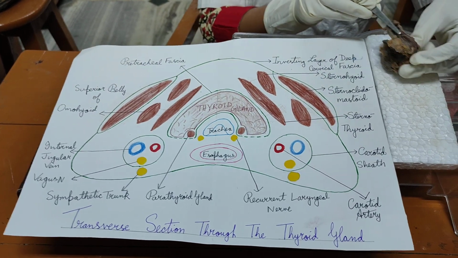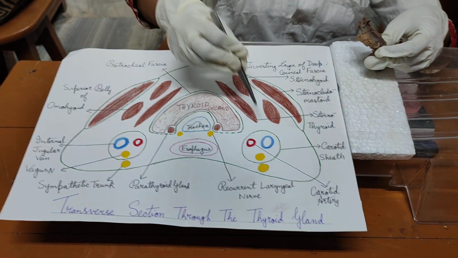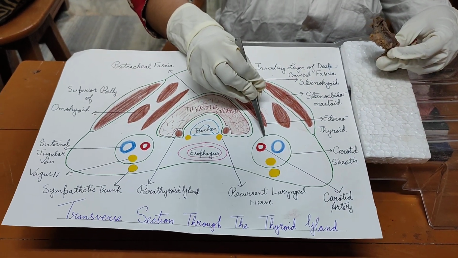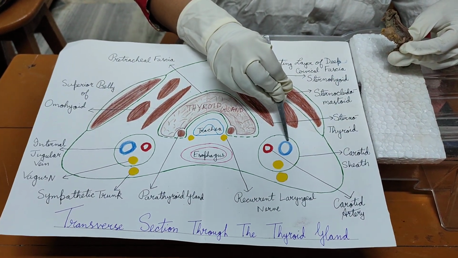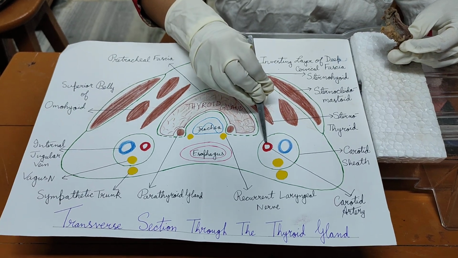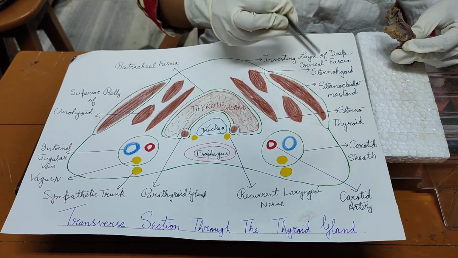The posterolateral surface is related to the carotid sheath with its contents. The contents of the carotid sheath include the internal jugular vein, the carotid artery and the vagus nerve.